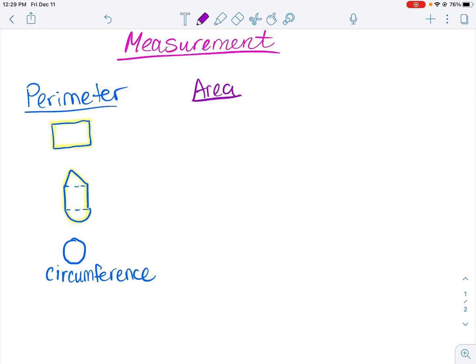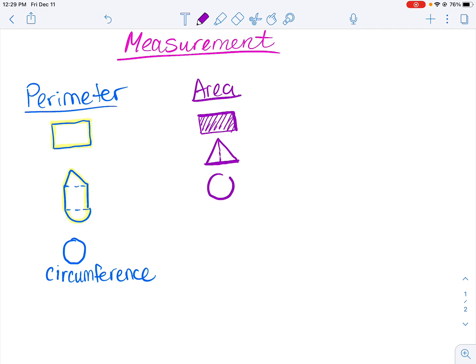And area is the space inside of a shape. So if we had a rectangle, the area would be calculating how much space is on the inside of it. And there's different formulas for every shape. For example, for a rectangle, the length times the width would tell us what the area is. To find the area of a triangle, we would do the base times the height divided by 2. So it's kind of like it's half of a rectangle.